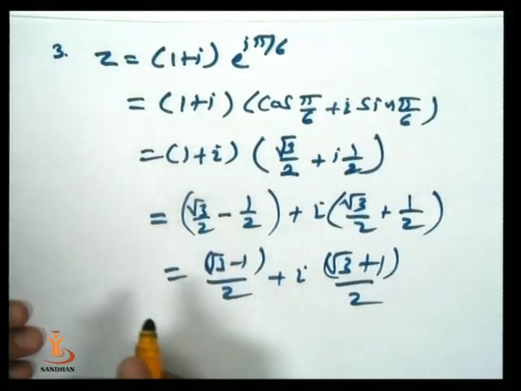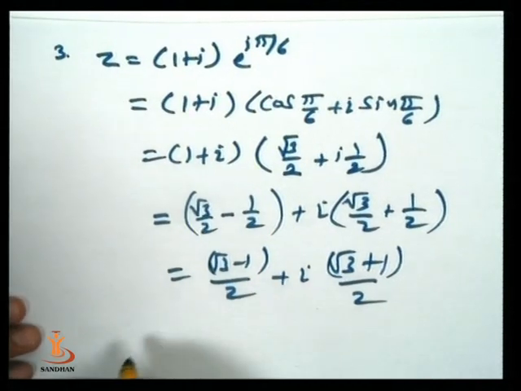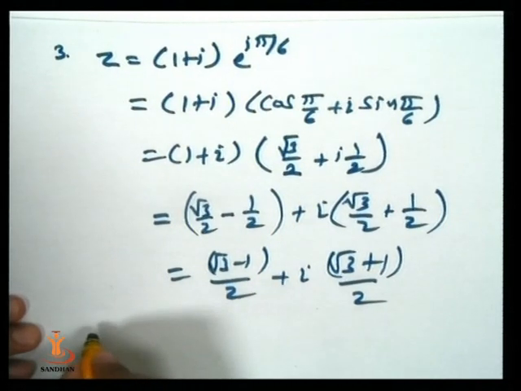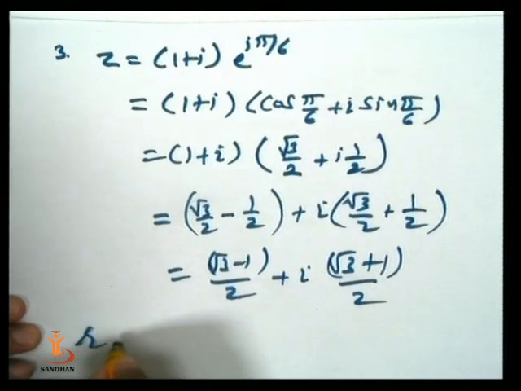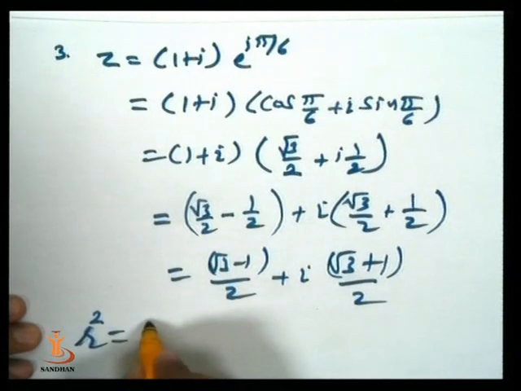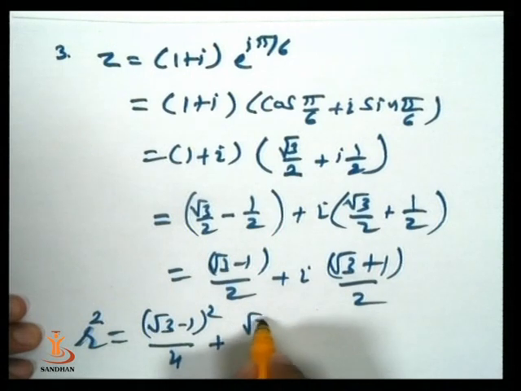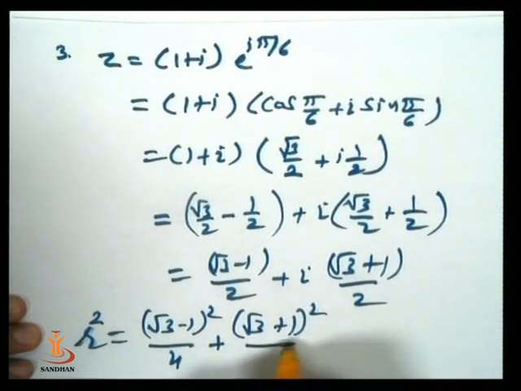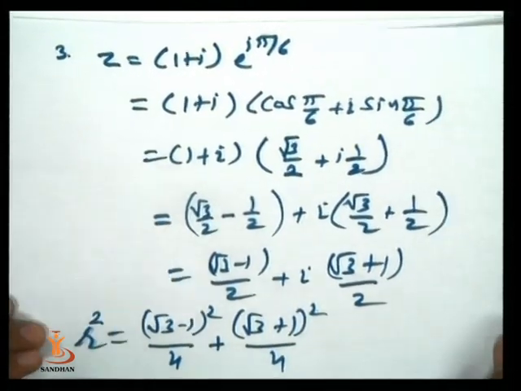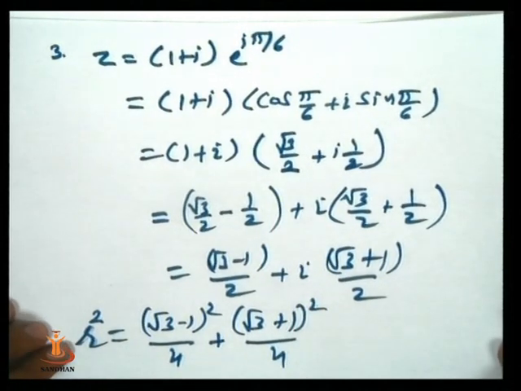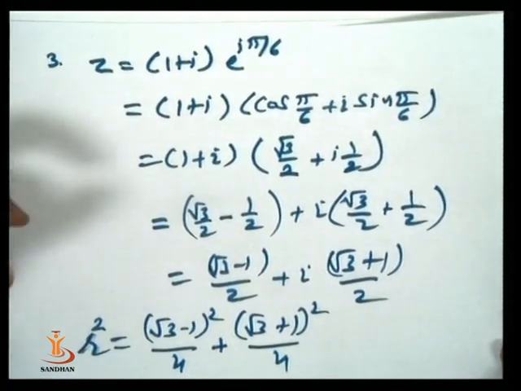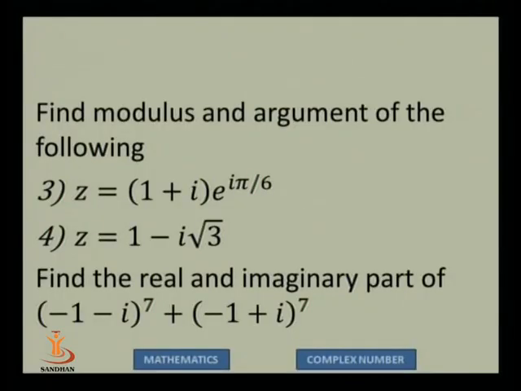Therefore this complex number lies in the first quadrant, and r squared is equal to root 3 minus 1 whole squared divided by 4 plus root 3 plus 1 whole squared upon 4. By simplifying this, we can obtain r, and similarly, as we have seen, we can also obtain the principal argument. So see the next example.